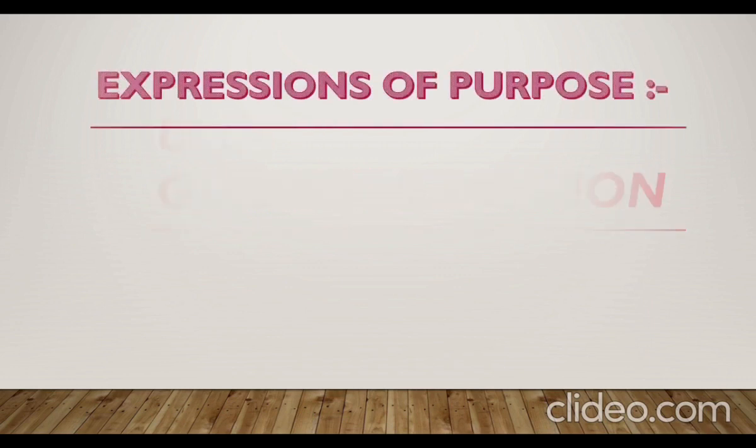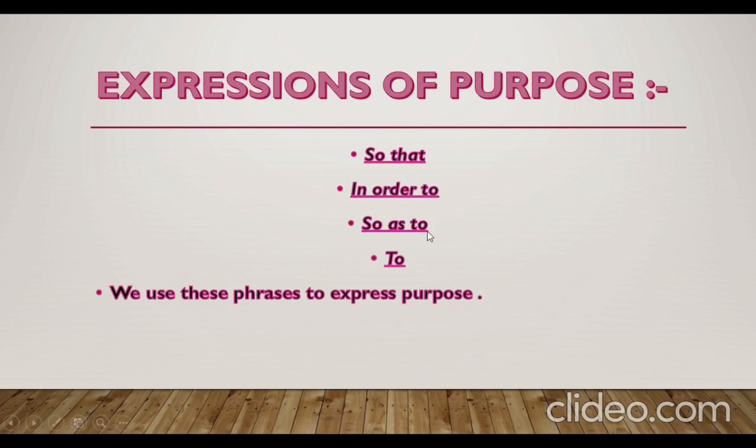The first structure that we have in Unit 8 is in your course book, page 131. This structure is about expressions of purpose. What are these expressions? So that, in order to, so as to, and to. As I told you before, we use these phrases to express purpose or to speak about the reason for doing different actions.